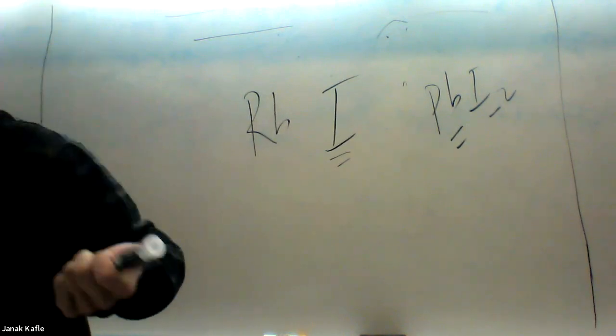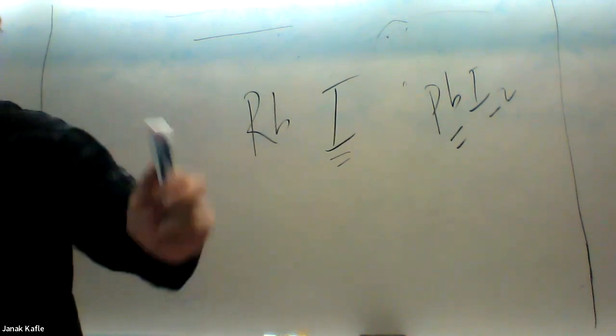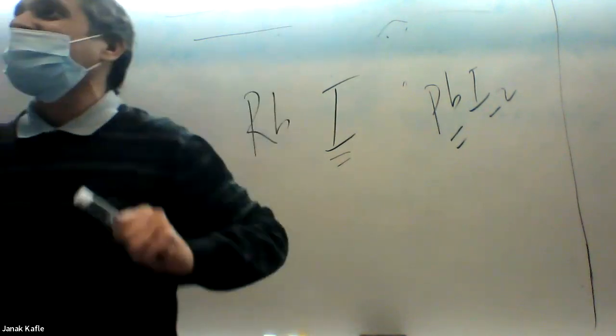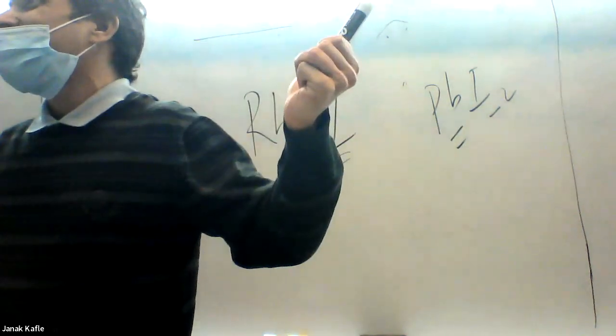But if Cl is sitting with Ag, that's AgCl, not soluble. Hg2 sitting with Cl, not soluble. Pb sitting with any of these elements is not soluble. That's how we read this table. Everybody got that? So like that.